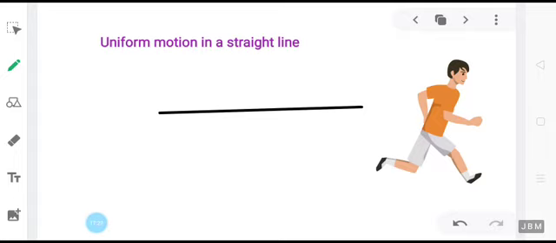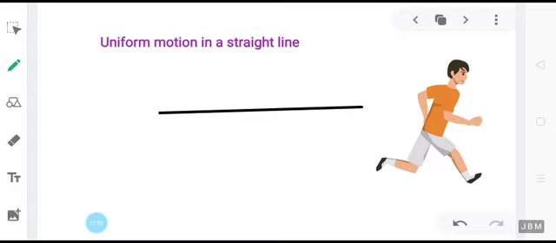So now that we have understood what is speed, uniform speed, non-uniform speed, velocity, uniform velocity and variable velocity, let us get some knowledge regarding uniform motion in a straight line. An object is said to be in uniform motion if it undergoes equal displacements in equal intervals of time, howsoever small these intervals may be.